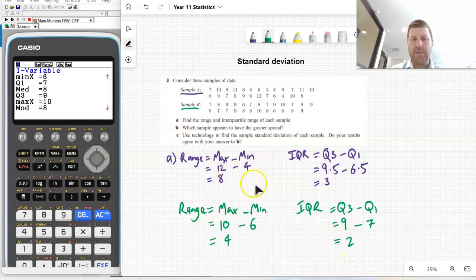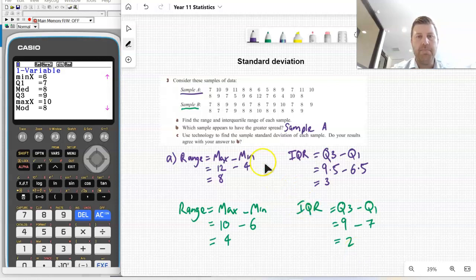So if I was comparing these two sets of data, looking at question B here, which sample appears to have the greatest spread, I would say that sample A would have the greatest spread, just looking at those two values. The range and interquartile range are a little bit higher in sample A than they are in sample B. So sample A, greater range. Sample B, the range is smaller, or more consistent, I would say.